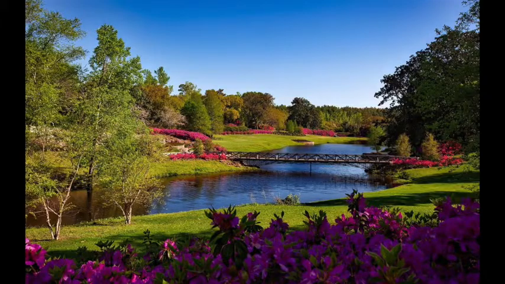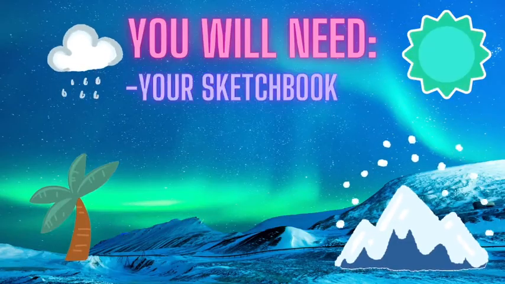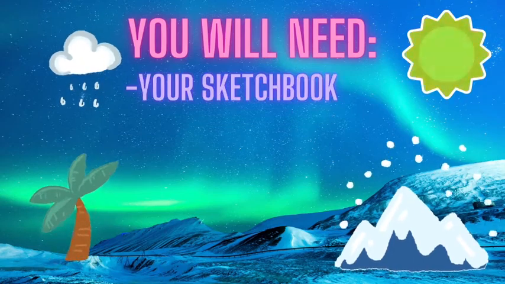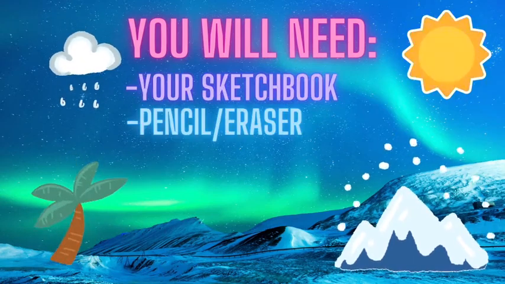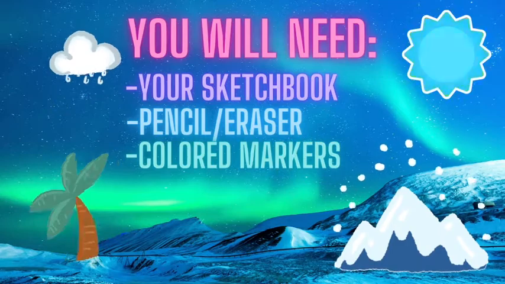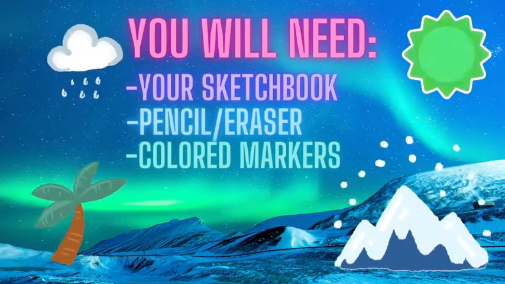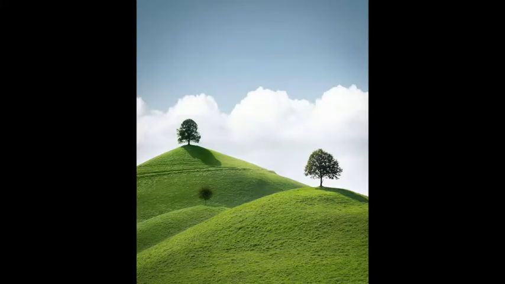Then think about what kinds of lines you see in that landscape. For this lesson, you will need your sketchbook or a piece of white paper, a pencil and eraser, and colored markers. That's it. Here's a really simple landscape. I'll use this photograph as the inspiration for my own landscape drawing. What kinds of lines do you see? If you were going to draw this, what kinds of lines would you use?